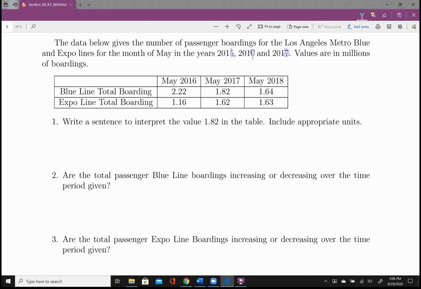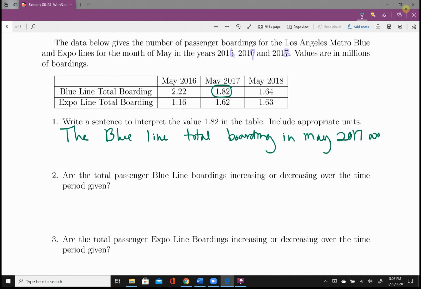And let's answer this first question. It says, write a sentence to interpret the value 1.82 in the table. That's the one I've just circled in green. Include appropriate units. So it looks like 1.82 is the blue line, total boarding in May 2017 was 1.82 million, right? Because it's in millions of passengers.